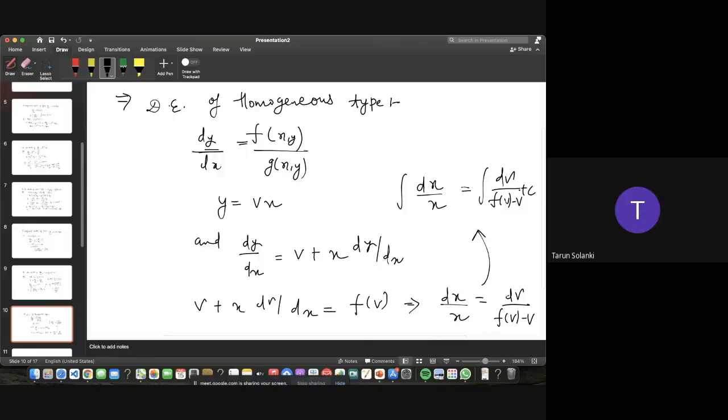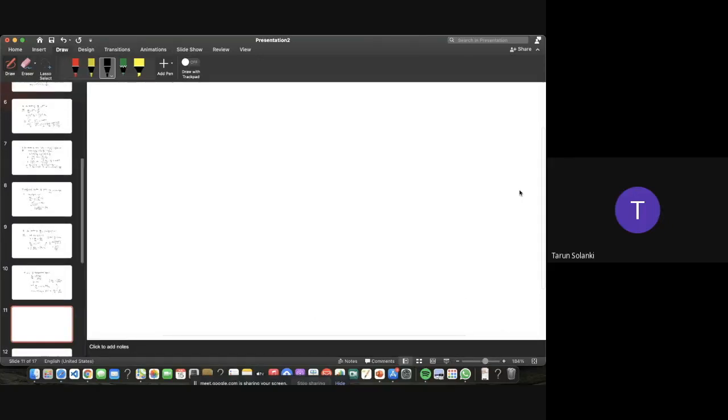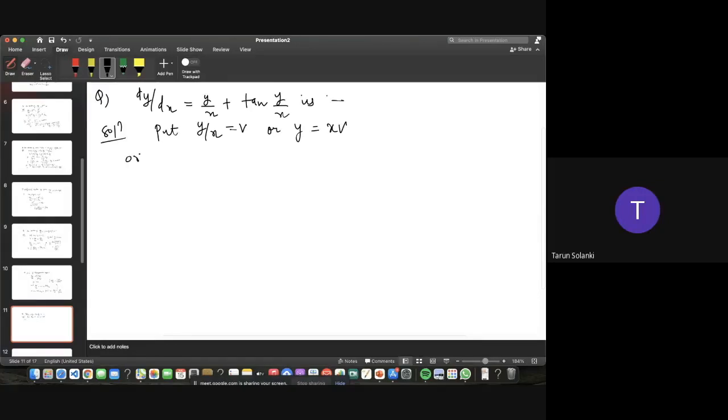We will take one problem on this. So the question is given: the solution of differential equation dy by dx is equal to y by x plus tan (y by x) is. Okay, so first we will put y by x is equal to v or y is equal to xv.